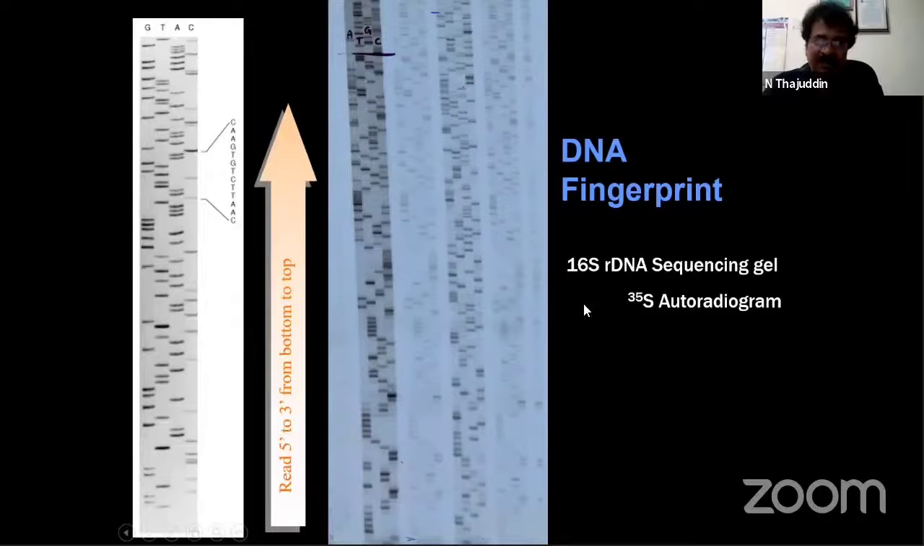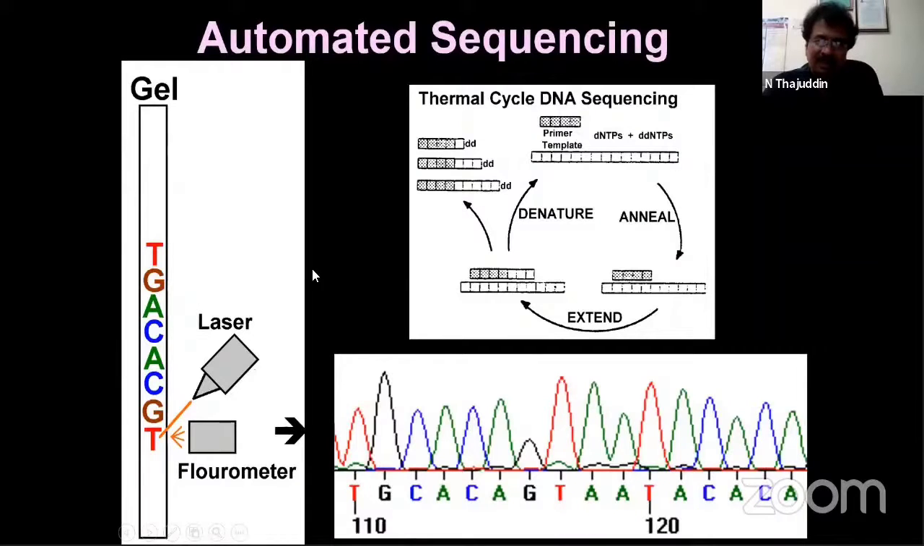And this is the now automated sequencer. Here, instead of 4 different reaction mixtures, there is only a single reaction mixture in which all the dideoxynucleotides, each with a different color tag, are incorporated. Based on the molecular weight differences, the lower molecular weight reaches the base first. In the basal region there is a fluorometer, that is, a detector. The laser beam detects the dideoxy molecule which is attached with a fluorochrome pigment.